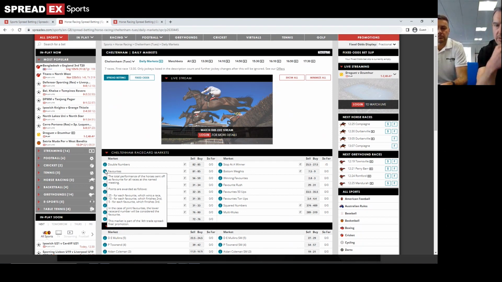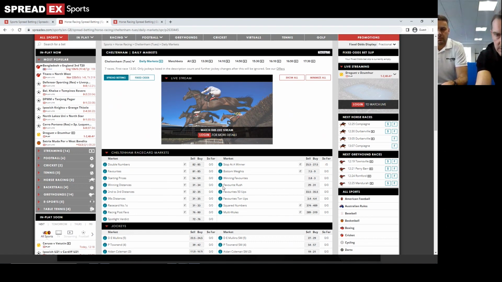So you'd need a certain number of favourites to come in, and then you'd start winning if you were to buy 85. Obviously, if you didn't fancy the favourites at all and you thought they weren't going to do very well, you might sell at 81. But these I buttons here give you a description of all the different markets, how they work. Here's the jockey index. So it's very useful to go.